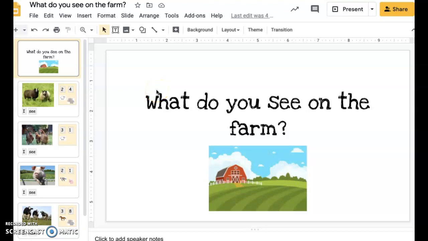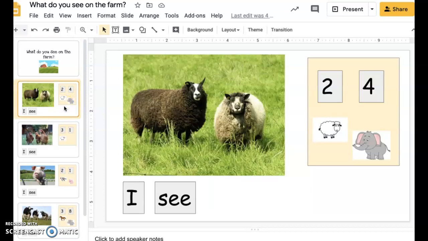For this activity, you are going to create sentences describing animals on a farm. Our story starts by saying, "What do you see on the farm?" You are going to work through the slides to create your own sentences. It says, "I see." You're going to look at the picture and you can think or you can tell, what do you see in the picture?